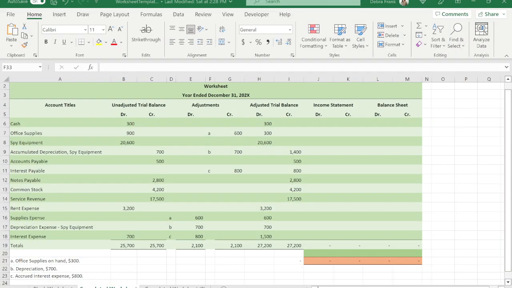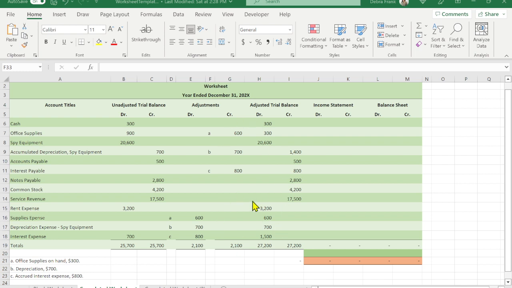Okay, everybody, in this video, we're going to finish off our worksheet. Last class, we had completed this worksheet in class, if you were in person, or last video, we would have done this worksheet in the last video. We did these adjusting entries for A, B, and C, and we talked about them, and we got our ending adjusted trial balance.